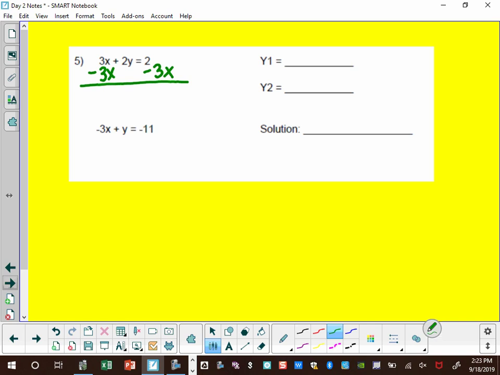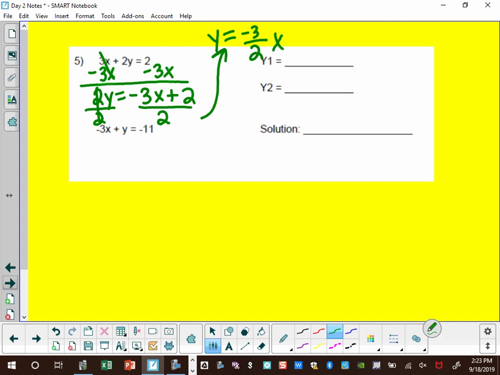I'm left with 2y equals negative 3x plus 2. What's my last step? Divide both sides by 2. So that means, I'm going to put my answer up here. Y equals negative 3 over 2x plus 1.